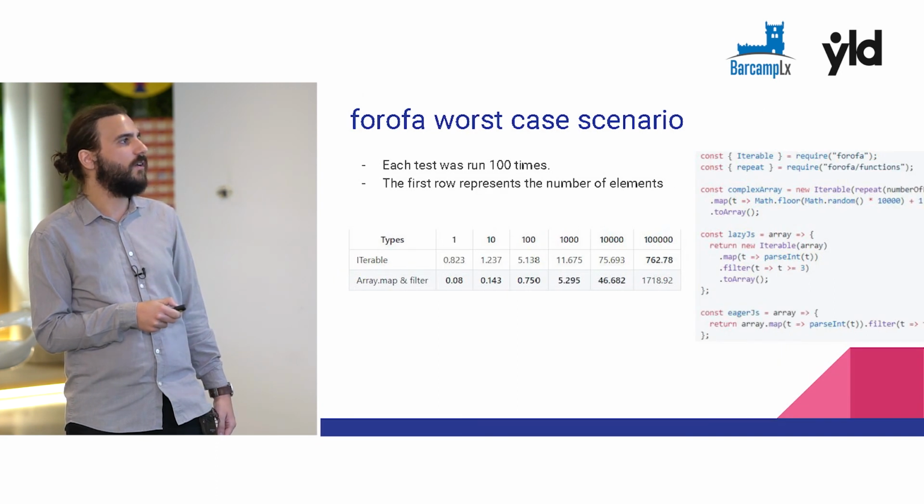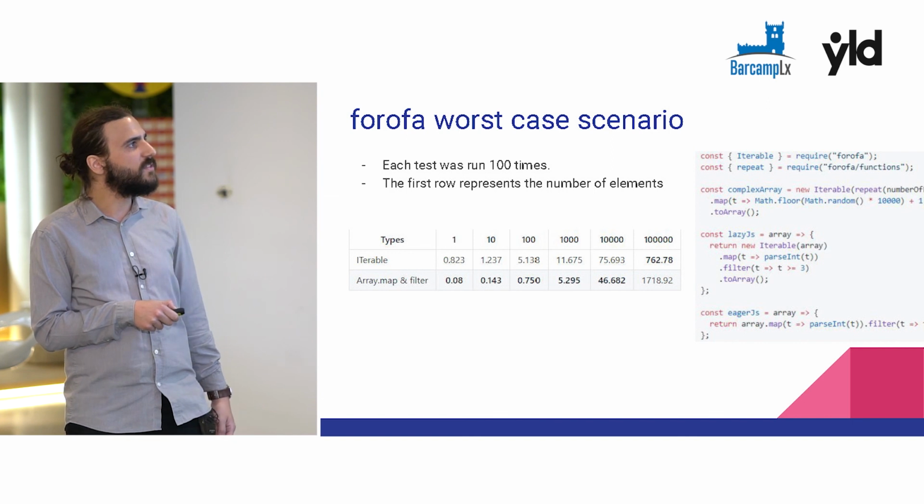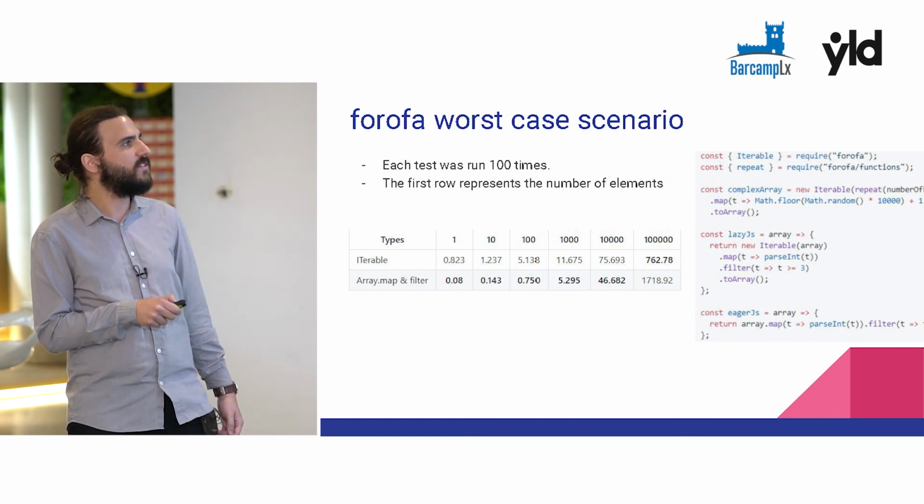This is the worst case scenario where you don't slice, you just iterate through the whole collection. So the performance difference isn't as visible here, but it starts getting visible when you get really large collections. And that's it.